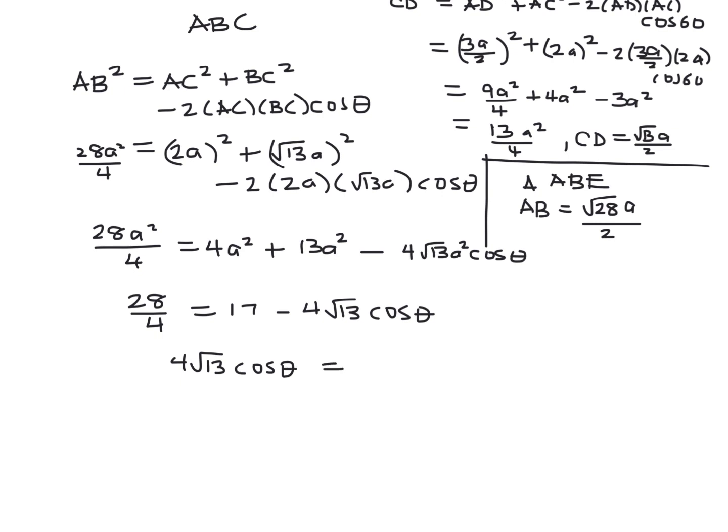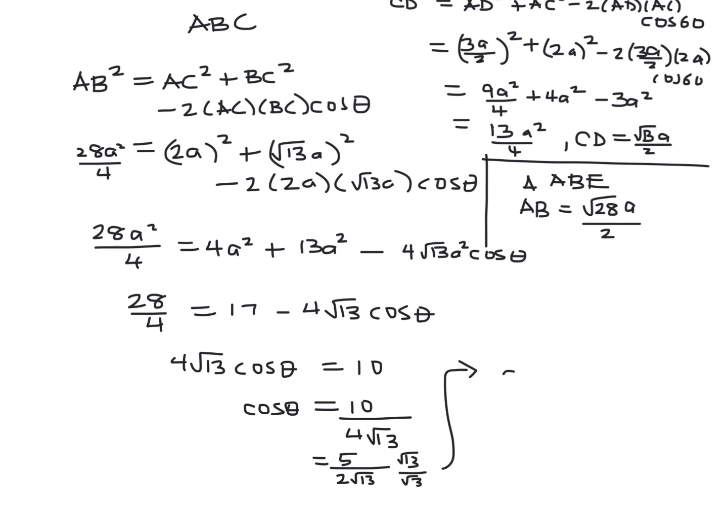And then 28 over 4 is what? 7. So 17 minus 7, so 10. So this is just going to be 10 over 4 root 13 is cos theta. That's 5 over 2 root 13. Rationalize the denominator. And you get cos theta is equal to 5 root 13 over 26.